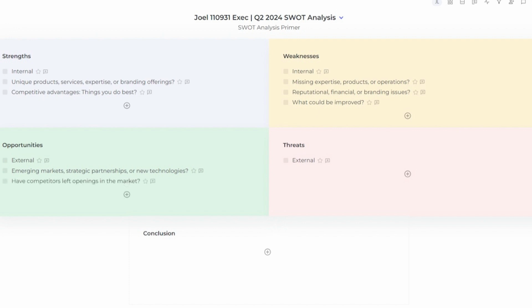Opportunities: are there emerging markets, strategic partnerships, or new technologies the company can leverage? Have competitors left openings in the market? Threats: who are the new or existing competitors? Do they have better products, pricing, or marketing? Have consumer preferences shifted in a way that threatens the company?